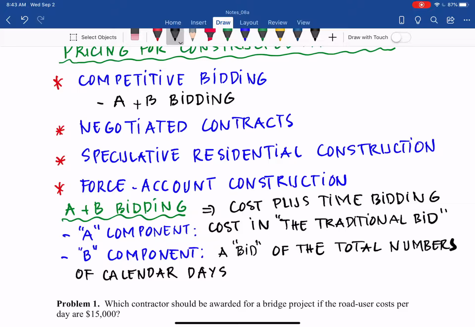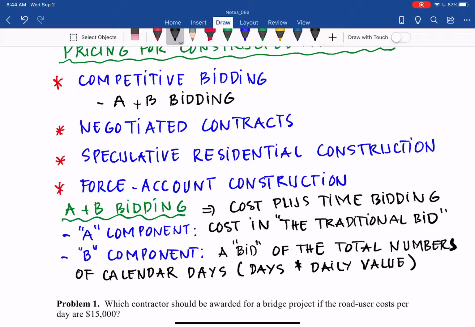So what does that mean? It will have days you bid, how many days you bid, and then what are the potential savings, say a pre-established number, so that is a daily value. That product becomes the B component.